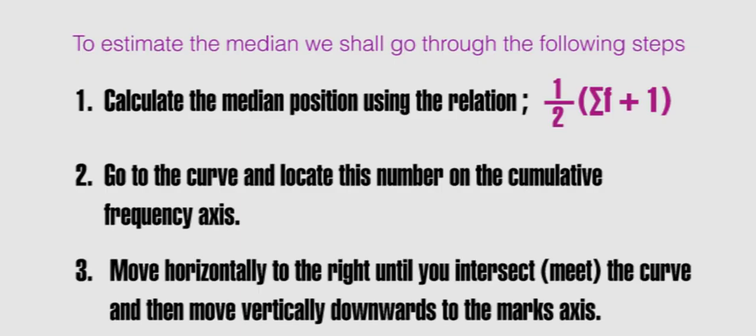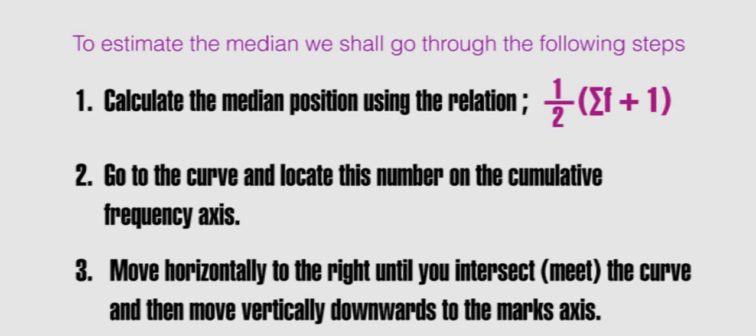The next thing you do is you go to the graph. You locate the cumulative frequency axis. Then you find this value you've calculated in step 1 on the graph. The third step is to move horizontally to the cumulative frequency curve. Indicate the point at which that line intersects the cumulative frequency curve. Then you move vertically down to the mark position. You record the mark as the median mark.